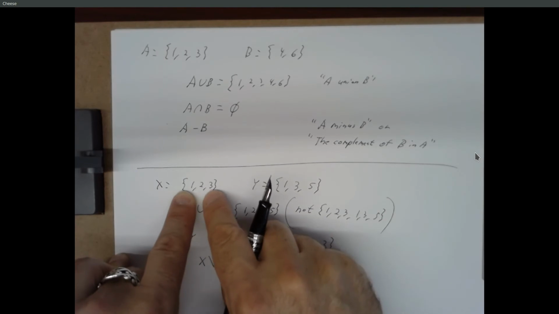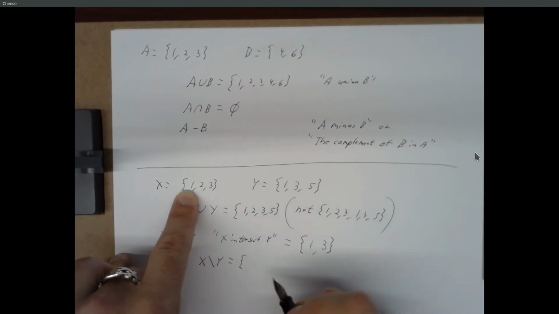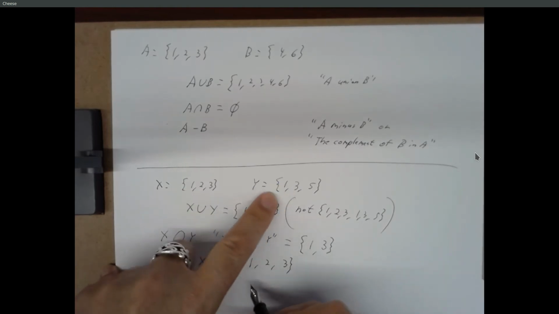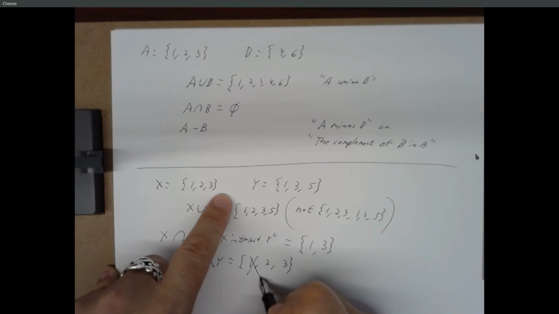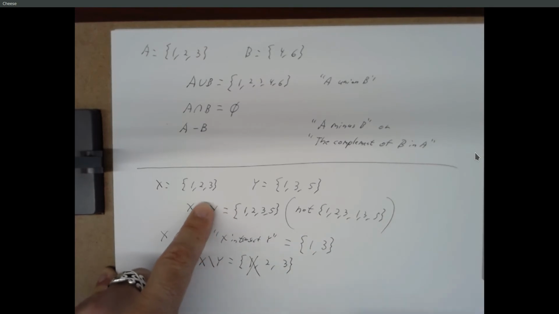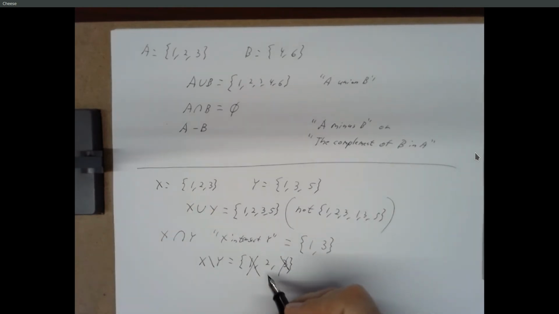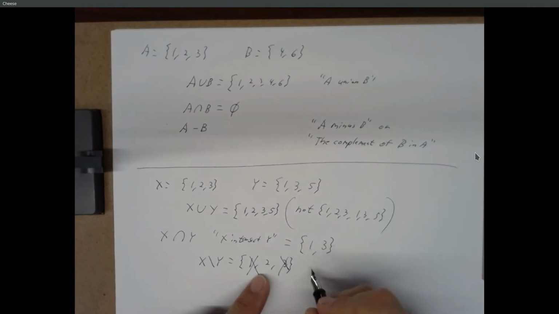Okay, so we start with 1, 2, 3. And we're going to toss out anything that's contained in Y. Well, the number 1 is contained in Y, so that gets tossed out. The number 3 is contained in Y, so that gets tossed out. The number 5 is contained in Y. If that was in here, it would get tossed out, but it's not in there. We're left with just the number 2, and the number 2 is not contained in Y. So this is just the set containing the number 2.